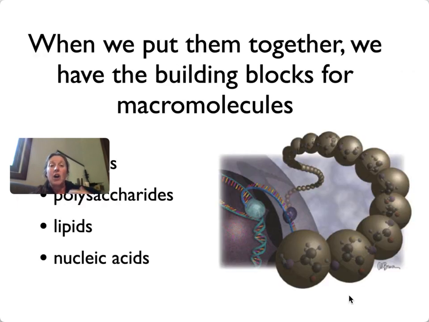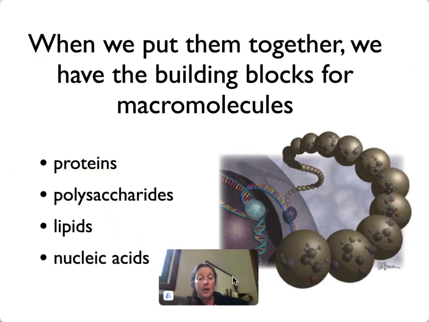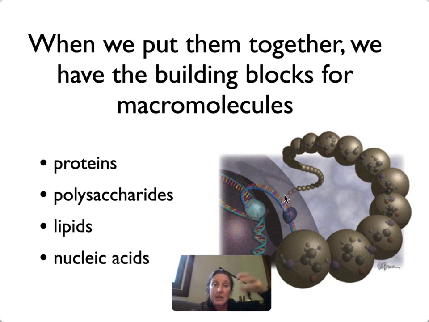Okay, so we have our carbon backbone or framework and the functional groups that we stick onto the carbon. And when we put those together in certain ways, we form the building blocks to make macromolecules. So the macromolecules, there are 4 types: proteins, polysaccharides, which are carbohydrates, lipids, fats and oils, and nucleic acids like DNA and RNA. So, we're going to next look at how we make the building block part, the monomer of each of these macromolecules.